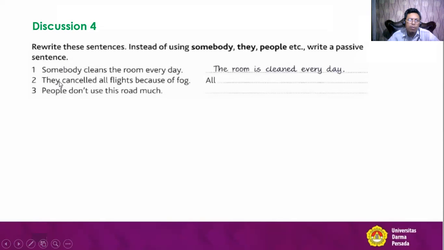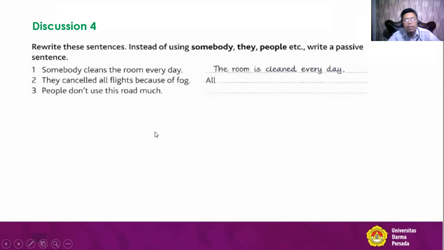What about number two? They cancel all flights because of fog. Now, we start with all flights, and then we think about the combination of to be and then participle, and then think about all flights. Is it singular or plural? And then think about the context. Is it present or past? What about number three? People don't use this road much. So what do you start the sentence with? Okay, so we think about people and then this road. That must be connected.